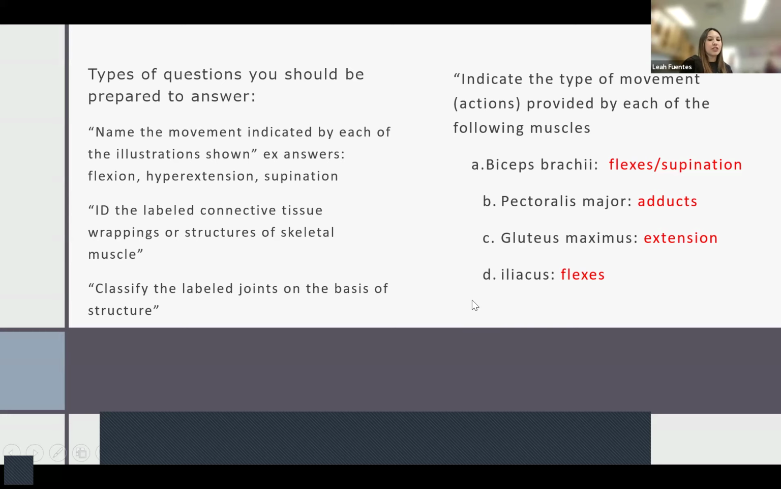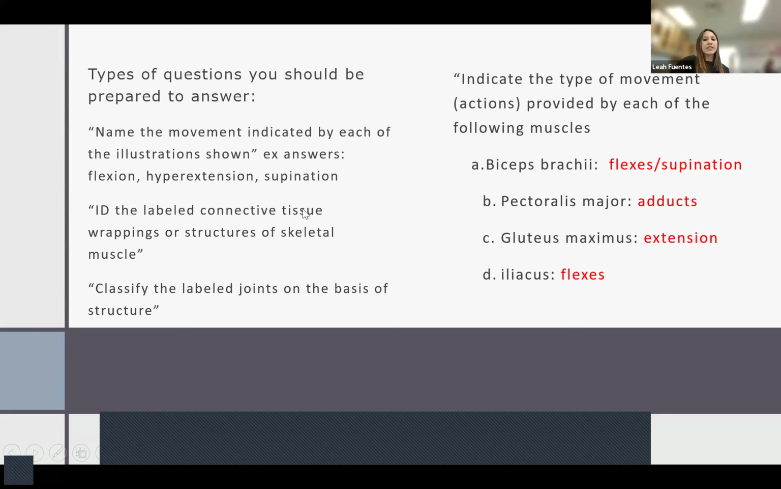Identify the labeled connective tissue wrappings or structures of skeletal muscle. Those again are the images in your worksheets that I didn't include on here, but also the image of the muscle that you have to know, like the epimysium, perimysium, and endomysium. Classify the labeled joints on the basis of structure, so they can give you either the models of the joints or the images like of the sutures, and you would have to identify those.